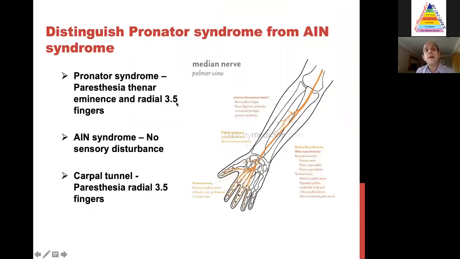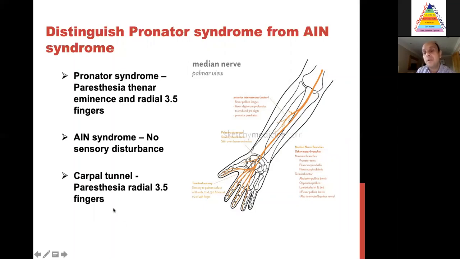Then finally, how you distinguish between Pronator syndrome and AIN. So same picture again. Pronator is very high up. That means your radial sensations will be lost in radial 3.5 fingers and in the palmar cutaneous branch, in the thenar eminence. Whereas with AIN syndrome, because it's a pure motor nerve, sensory examination will be normal.